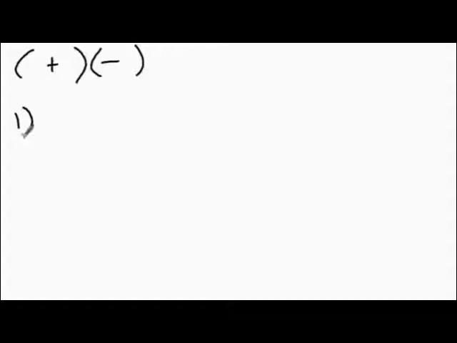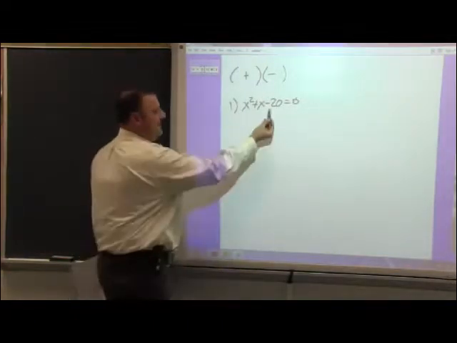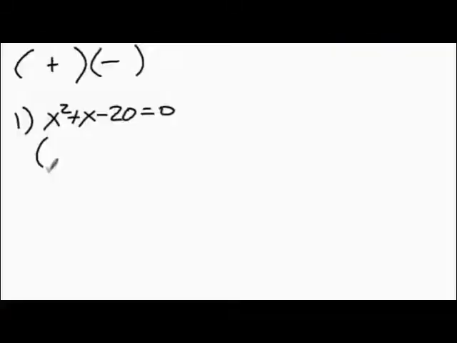First example is x squared plus x minus 20 equals 0. Now we see the last term of this quadratic trinomial is negative. So we know the signs have to be plus and minus. So go ahead and make your sets of parentheses.